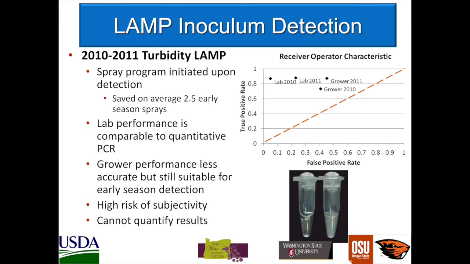Because if we look at the disease levels in the grower-managed decision versus their normal, we see really no difference in disease development. They're able to make an accurate disease management decision using the tool, even though there's a fair bit of inconsistency within the detection technique.